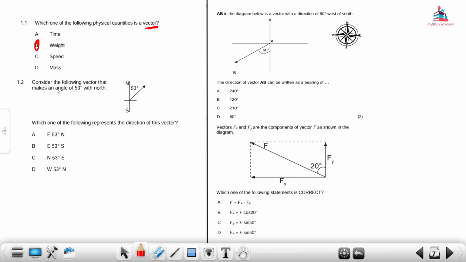Consider the following vector that makes an angle of 53 degrees with north. Which one of the following represents the direction of this vector? Going back to directions, we are saying that the angle is from north. It's 53. Where is it going? It's going to east. So how do we represent it? Remember, it must be north. What is the angle? 53. Where? To east. It is not east 53 north. It is north 53 degrees off east. So the correct answer is C.